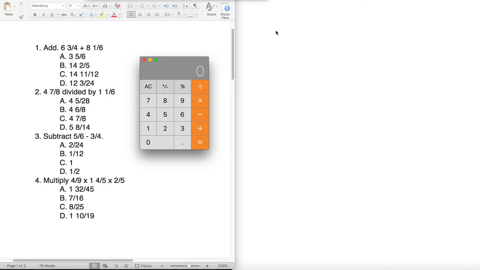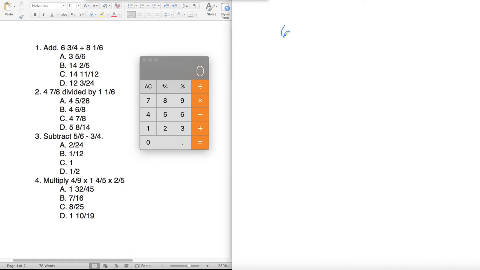So I'm going to start, this works whether you're doing addition, subtraction, division, multiplication. So I'm just going to do one example of each. So what you start with is converting each of the numbers that you're given from a fraction into a decimal. So you start with 6 3/4 in problem number 1 plus 8 1/6. We want these numbers in decimals because decimals we can plug into the calculator.